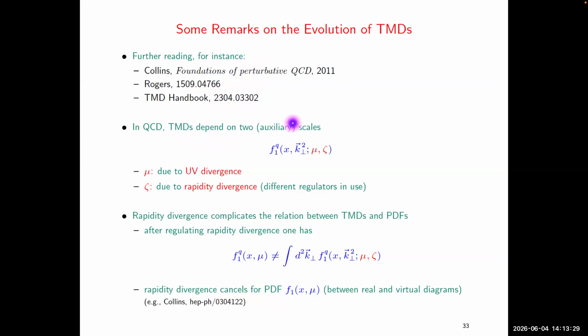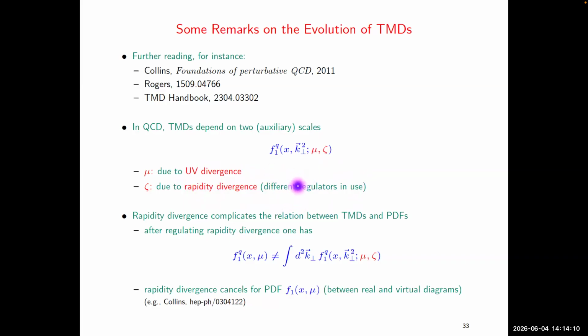So as we said before, the TMDs need two auxiliary scales. The scale mu, like in the case of PDFs, is needed because we have ultraviolet divergences. The scale zeta shows up because of rapidity divergences. And I already tried to explain a little bit the difference of the two. For ultraviolet divergences, we can use DIMREG. For rapidity divergences, DIMREG, changing the space-time dimension, is not helpful. But there are different regulators in use in the literature.